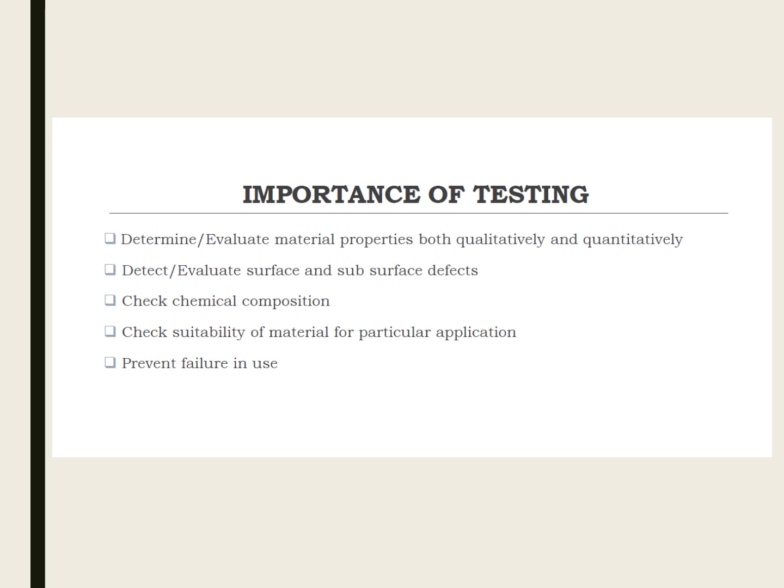Now, initially we started by discussing the importance of testing, why we test materials: to evaluate properties qualitatively and quantitatively, to find out whether there are defects, to check the chemical composition, to prevent failure, and to find the suitability of a material for a particular application.